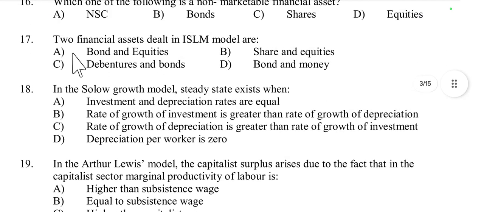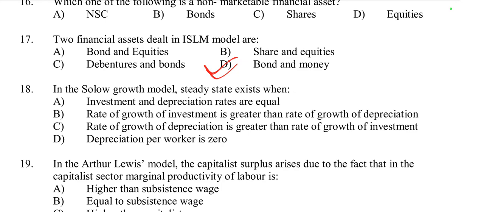Then question number 17. Two financial assets dealt in the ISLM model are bond and equities, share and equities, debenture and bonds, or bond and money. So here option D is right. In the ISLM model, two financial assets are bond and money. Bond represents a form of debt investment that pays periodic interest and is traded in the financial market. Money represents a liquid asset that serves as a medium of exchange and is not interest bearing.